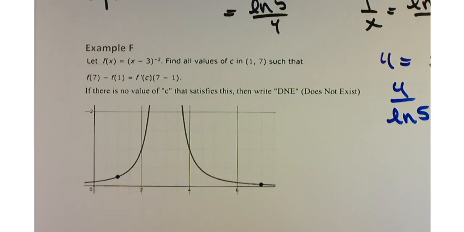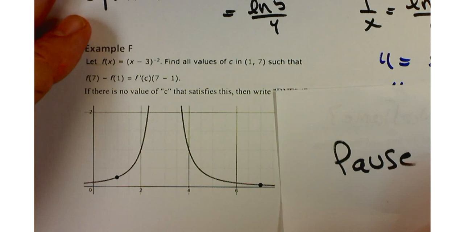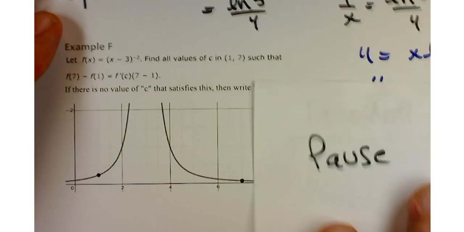So here's your function. It's x minus 3 to the negative second power on the interval 1 to 7. And you're asked to find the value of c that satisfies the mean value theorem. On your mark, get set, go. If you're watching this later, pause the video until you have the answer.